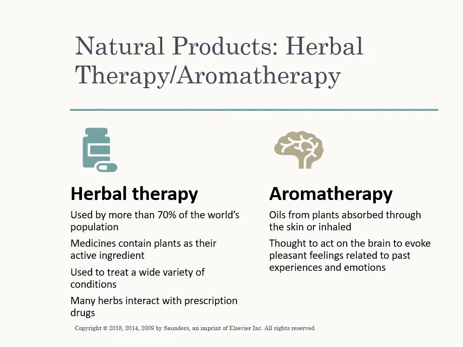Naturopaths use natural substances such as foods and herbs. Two types of natural products include herbal therapy and aromatherapy. Herbal therapy is used by more than 70% of the world's population. Medicines contain plants as their active ingredients. Herbal therapies are used to treat a wide variety of conditions. Many herbs interact with prescription drugs.